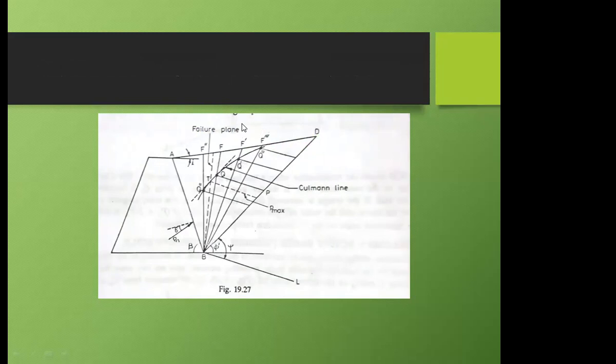In this case also, this Coulomb method is applicable. This point is not mentioned in Rankine's theory. Coulomb's theory is applicable for layered soils also. Right, so let us discuss this graphical procedure now.